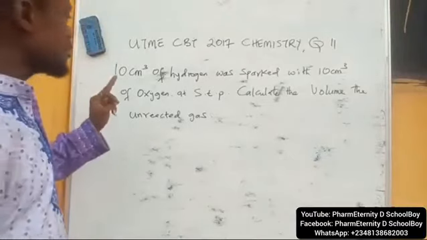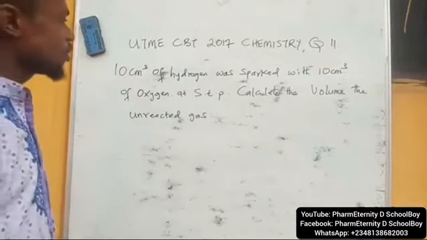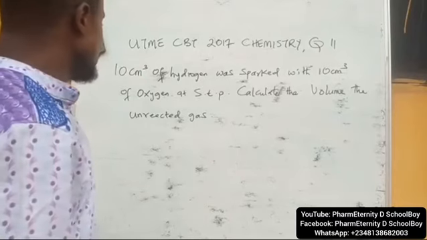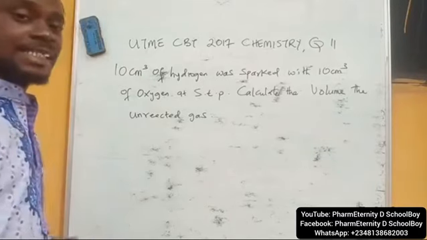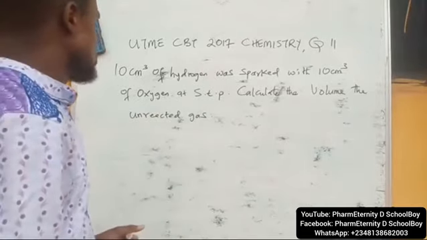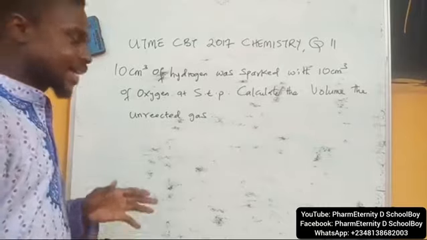10 cm cube of hydrogen was sparked with 10 cm cube of oxygen at STP. Calculate the volume of the unreacted gas.